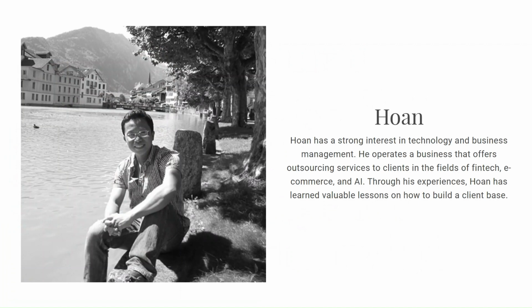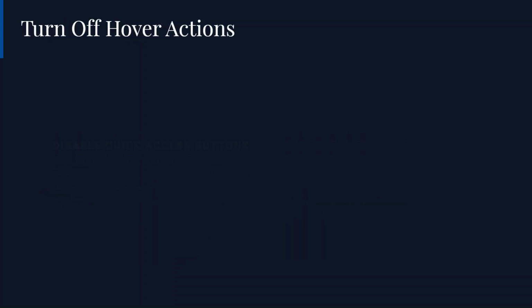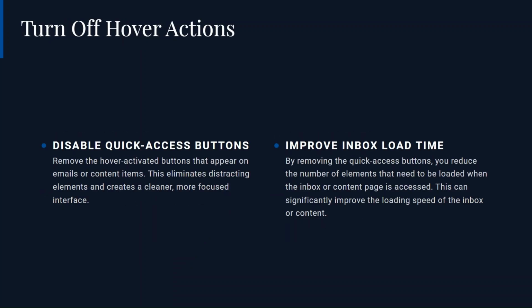Let's dive right in. Key Gmail settings to update. Disable snippets. Turn off email previews to declutter your inbox view. Go to Settings, General, Snippets, and select Off. Turn off hover actions. Disable quick access buttons for a cleaner interface. This improves inbox load time.